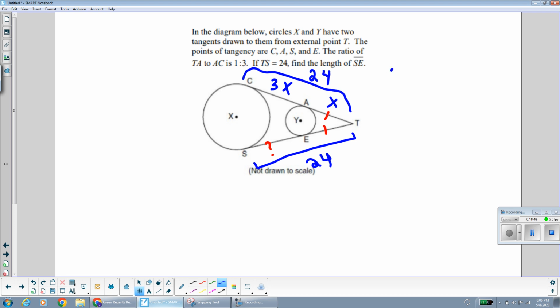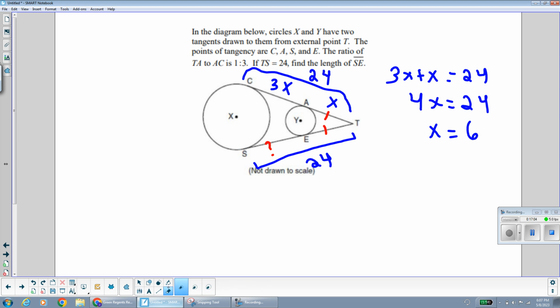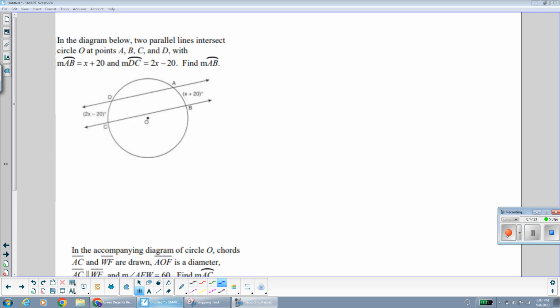So using the 1 to 3 ratio of TA to AC, both of the parts have to make 24. So that's 4x is equal to 24, so x is equal to 6. If I plug in 6, 3 times 6 is 18. And that means SE also has to be 18. And if I just wanted to find the other pieces, 6 and 6. So SE has a length of 18.